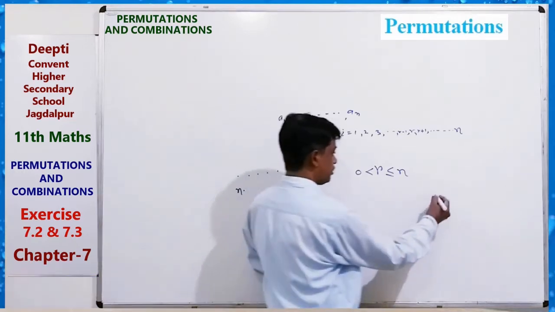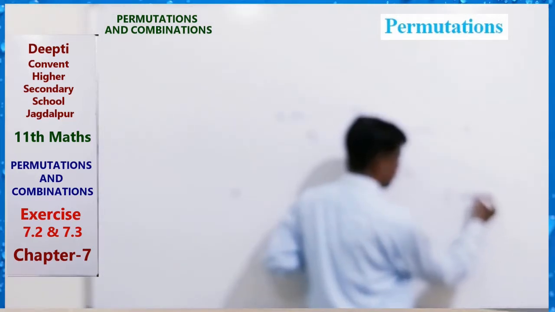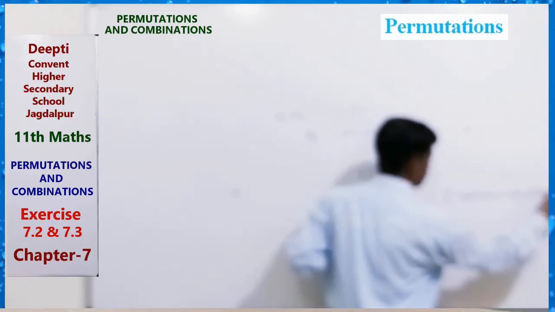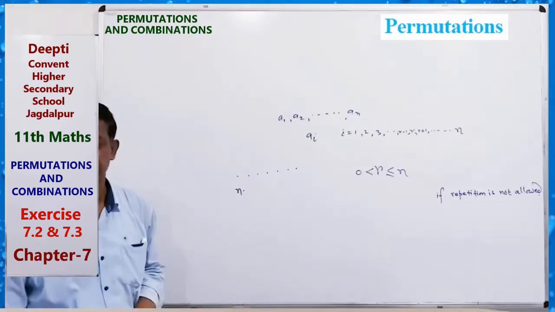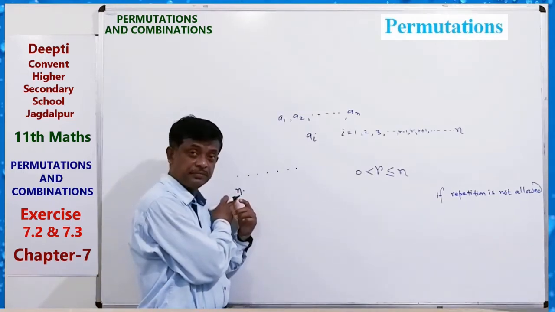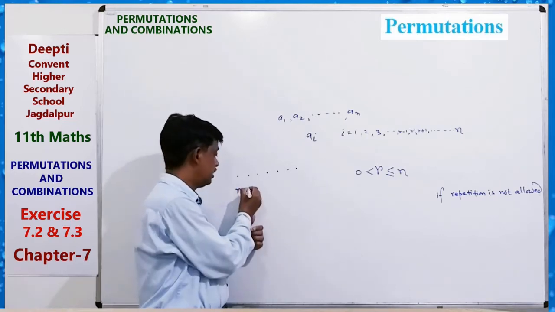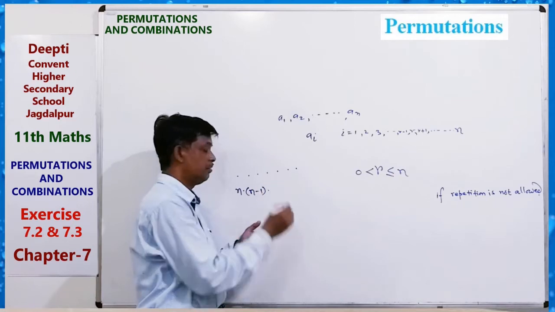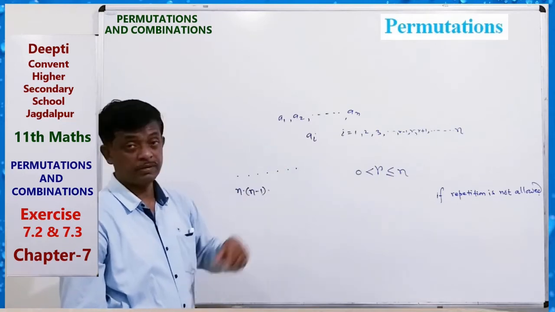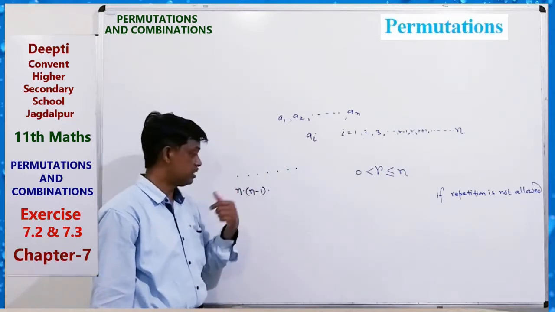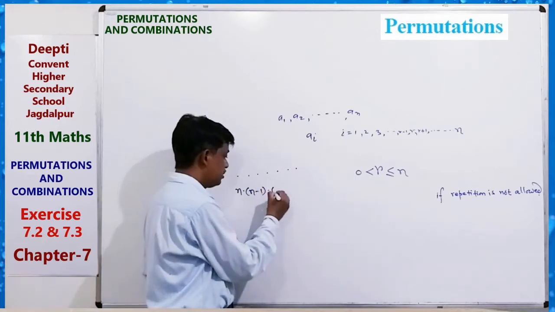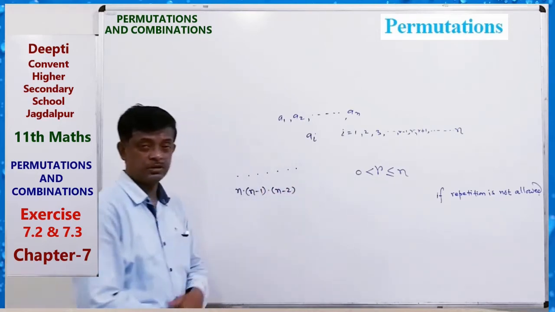Now if repetition is not allowed, then how many objects are remaining? One object is already selected. By the multiplication rule, the second place can be filled by the remaining n minus 1 objects, so n minus 1 ways. Third place can be filled in n minus 2 techniques.